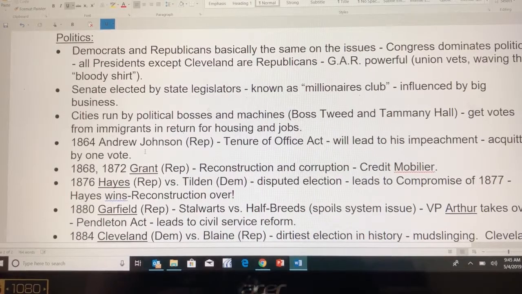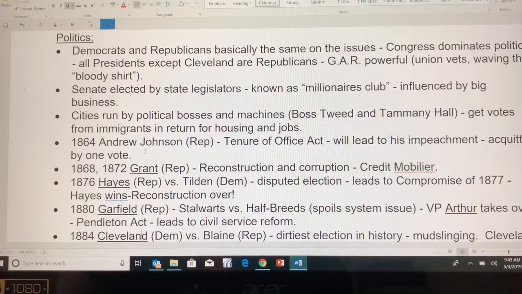So we're going to look at politics at this time. We're going to see Democrats and Republicans kind of seem similar on the issues, but they vote the way they shot. So that's what the bloody shirt means. If you shot for the Union, you vote for the Republicans. If you shot for the Confederacy, you vote for the Democrats. We're going to see our senators are elected by the state legislature, and many people feel that these people don't reflect what their constituents want, that they're nicknamed the Millionaires Club because they're being bought by big interests. And eventually this is why the populists want to introduce the 17th Amendment.